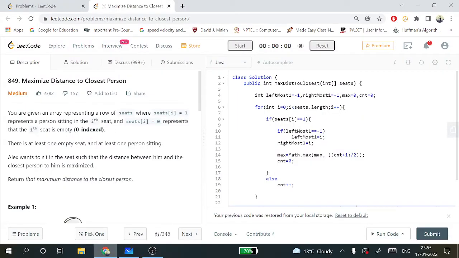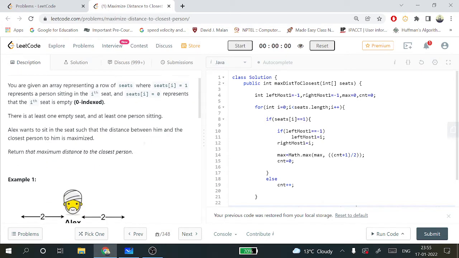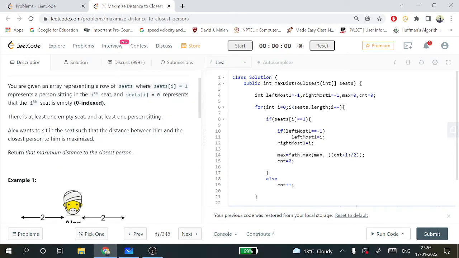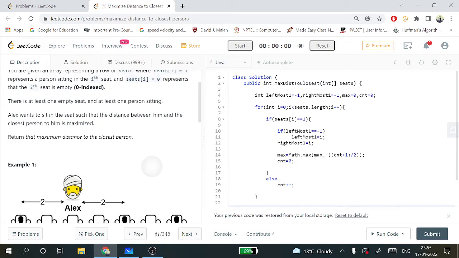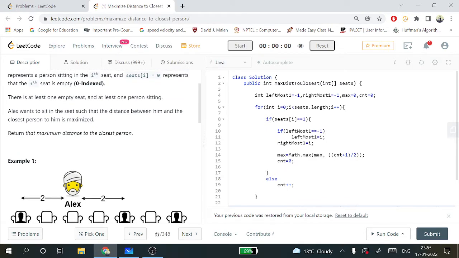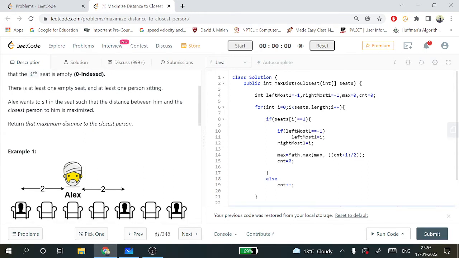Leetcode 849, maximize distance to closest person. In this problem, we are given an array representing a row of seats where seat[i] equals 1 represents the seat has been occupied by a person, and seat[i] equals 0 represents the seat is empty. There are constraints that there is at least one empty seat and at least one person sitting.